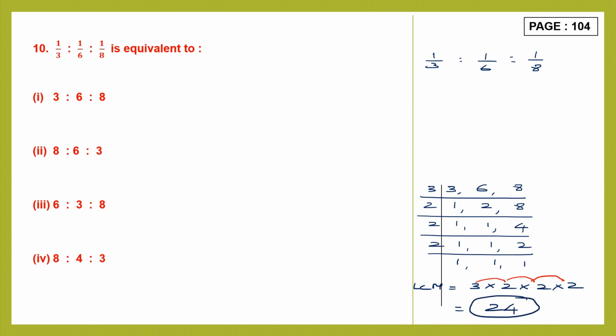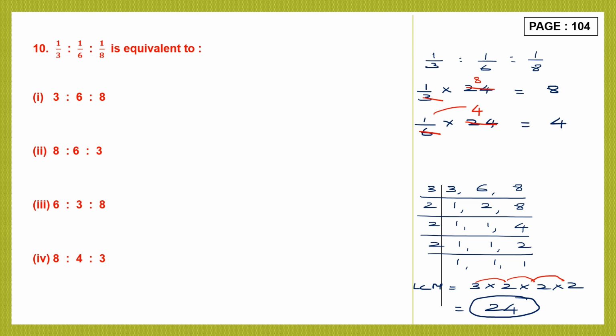Now I'm going to take the first fraction of this ratio, 1 by 3, and multiply it with the LCM which is 24. So I can cancel: 3 eights are 24. So what is my answer here? 8. Similarly, I'm going to take the second fraction in the ratio, 1 by 6, and multiply that also by 24. Now cancel. 6 fours are 24. Now multiply the numerators. 1 four is 4.